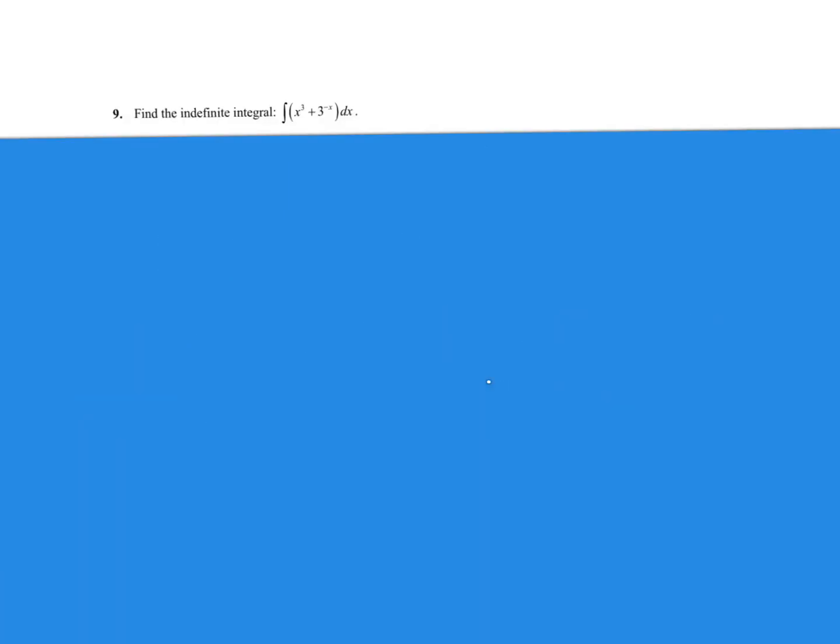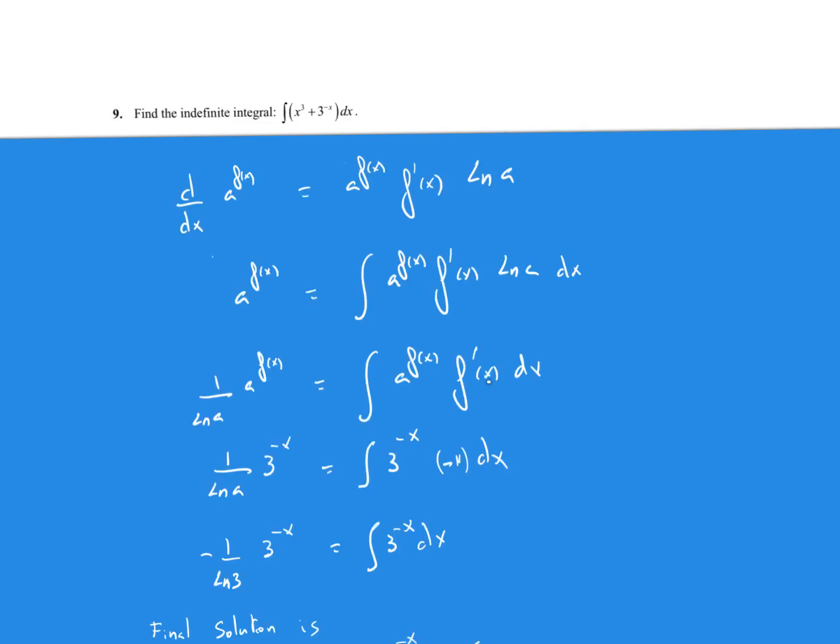Now let's do this problem. It is the indefinite integral of x cubed plus 3 to the minus x dx. Well, x cubed is easy to integrate. So the integral of x cubed is x to the 4 divided by 4.